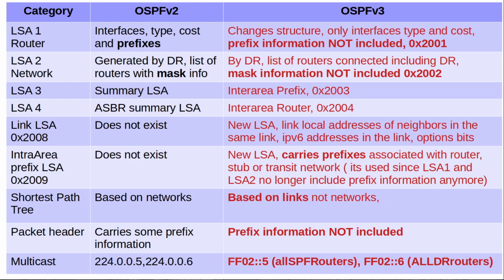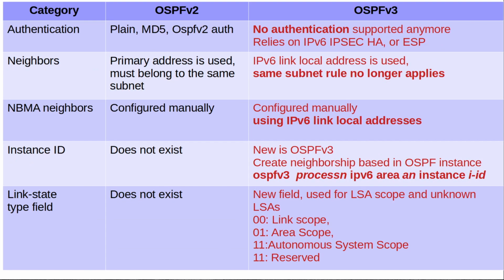Regarding the packet header with OSPF version 3, these packet headers will not carry prefix information. Remember, for instance, that for OSPF version 2, the hellos carry masks that belong to neighbors. This will not happen with OSPF version 3. OSPF version 3 will use its own IPv6 multicast addresses. OSPF version 3 will not support authentication, but will rather rely on IPv6 native IPsec security features.